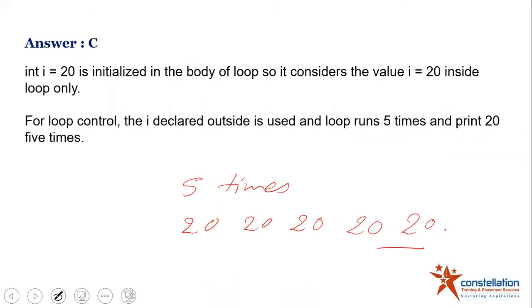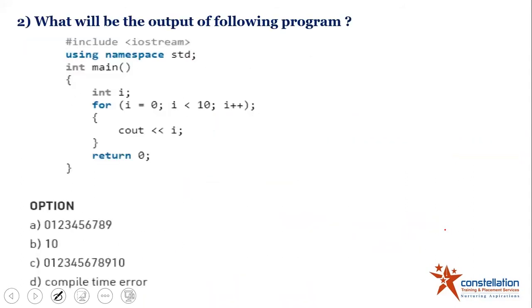Okay, so let us have a look at another question. Here, what will be the output of the following program? It's a very straightforward question. for (int i = 0; i < 10; i++). So the loop is going to run 10 times, and you're printing i. So yeah, the output will be 0, 1, 2, 3, 4, 5 till 9, right?